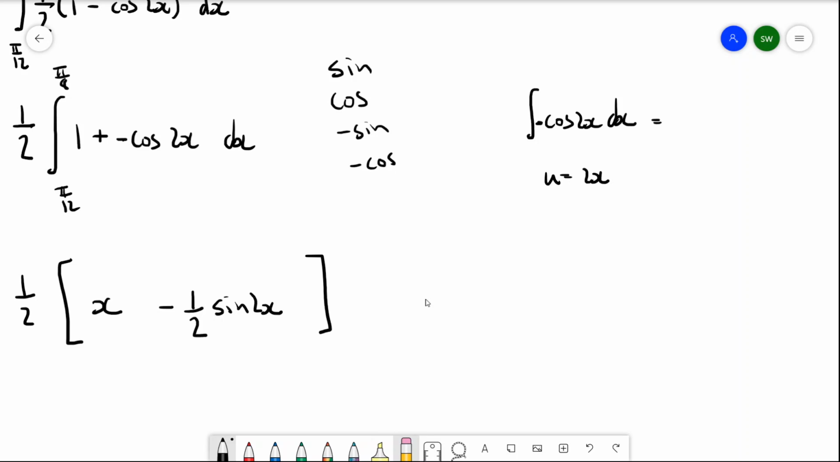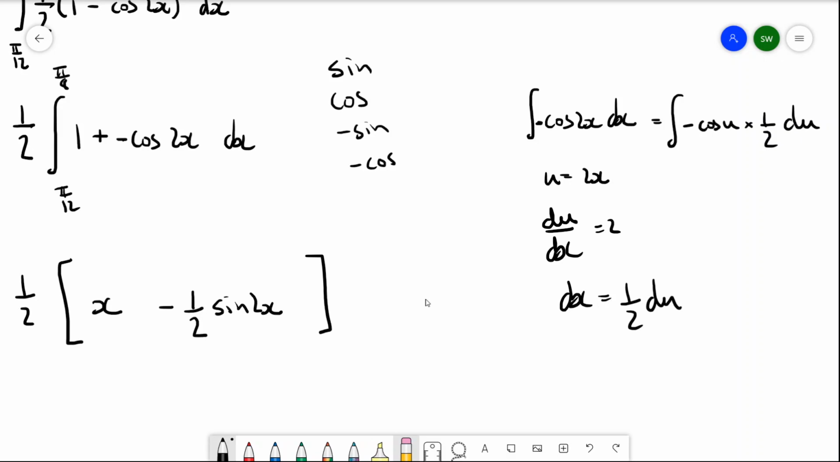So then we're going to have the integral of minus cos u, but we need to replace dx with something to do with du, using the fact that du by dx is 2. So dx equals a half du, and that's why we had to times by a half there. So we're integrating a half times by minus cos u. And if we integrate minus cos, we get minus sine. So we're going to have a minus a half sine u.